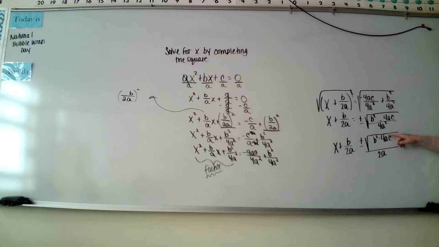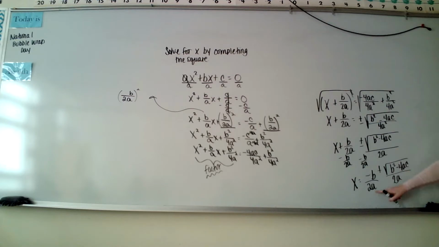So I have b squared minus 4ac, all over 4a squared. When we take the square root, I can't really do much to the numerator, because not all of those are perfect squares. But I can take the square root of the bottom. And then the last thing I have to do is move this. I get x equals negative b over 2a, plus or minus the square root of b squared minus 4ac all over 2a.